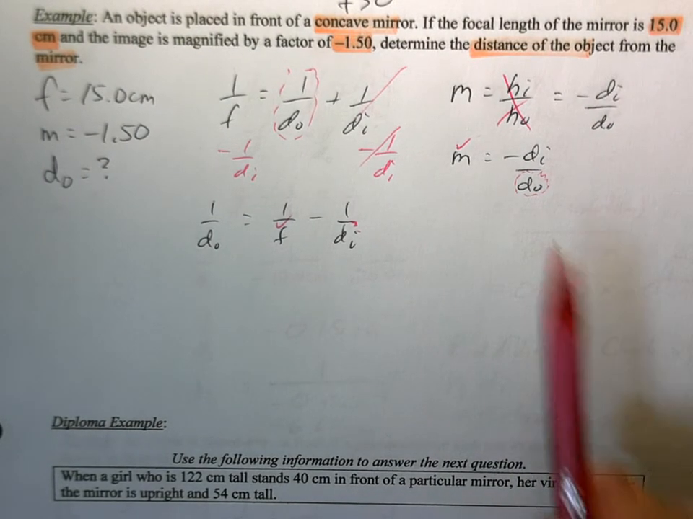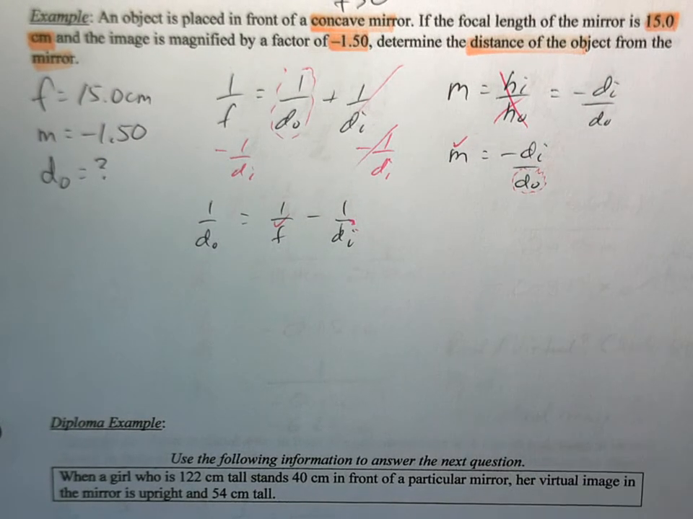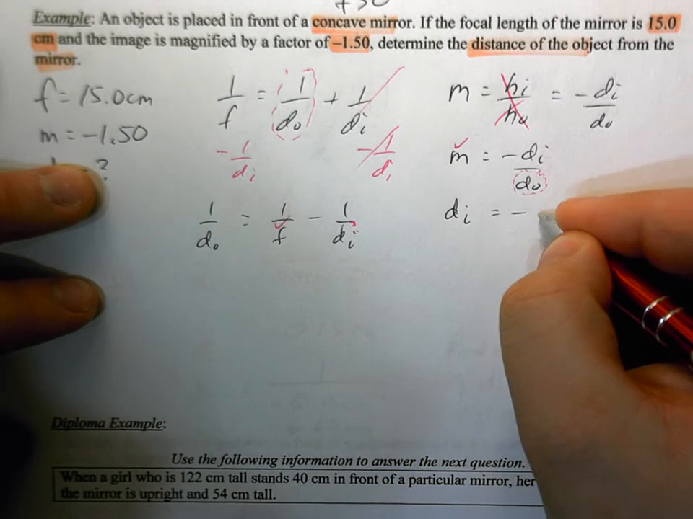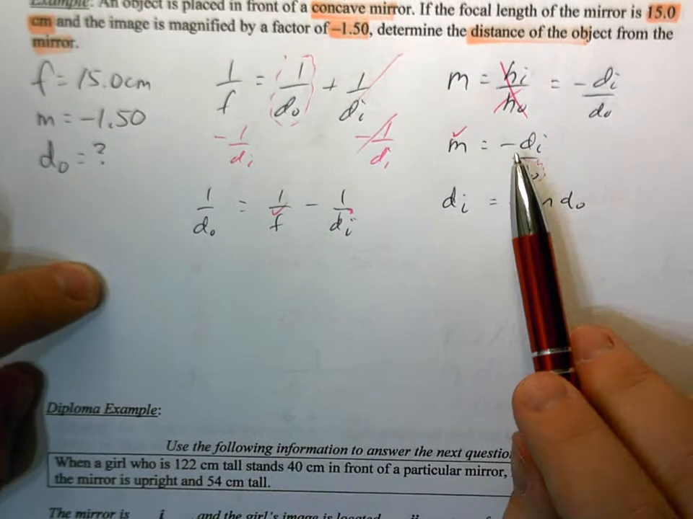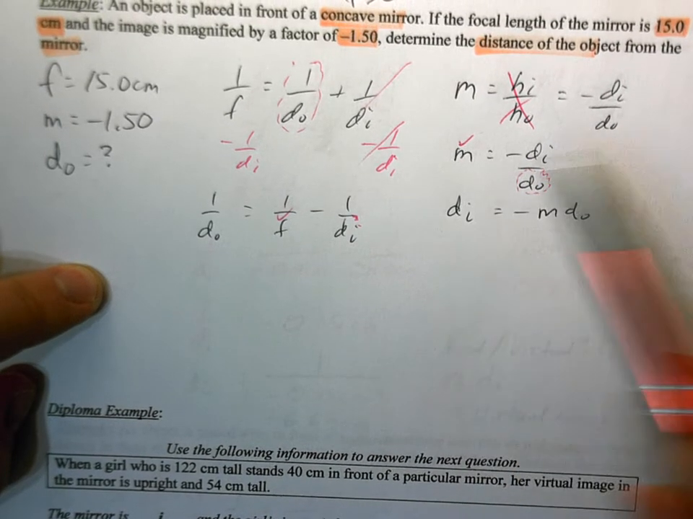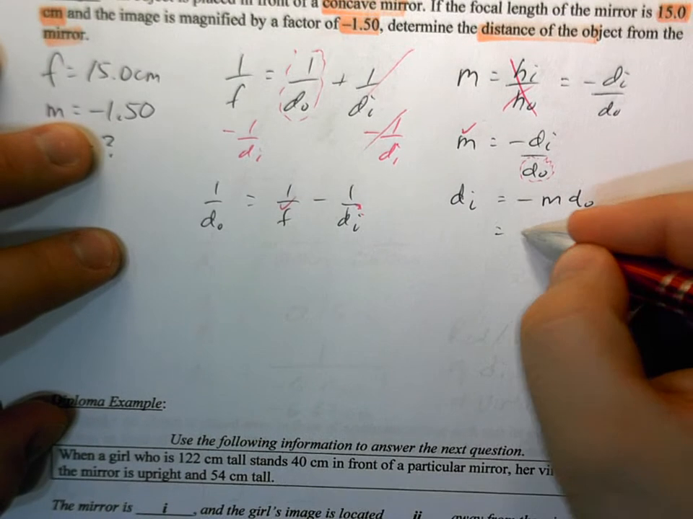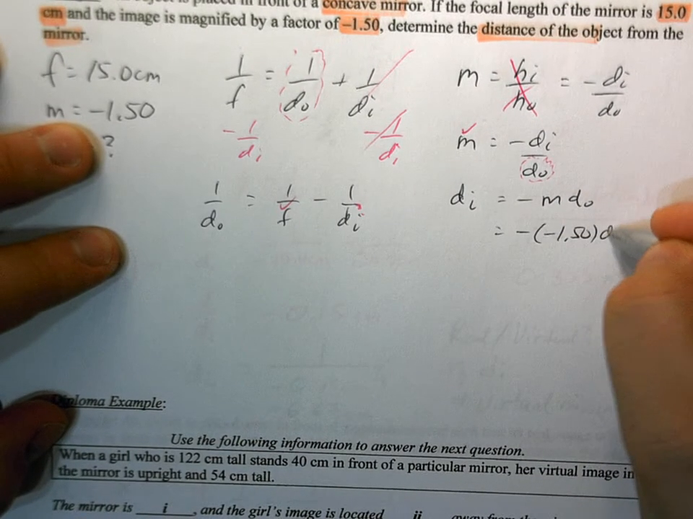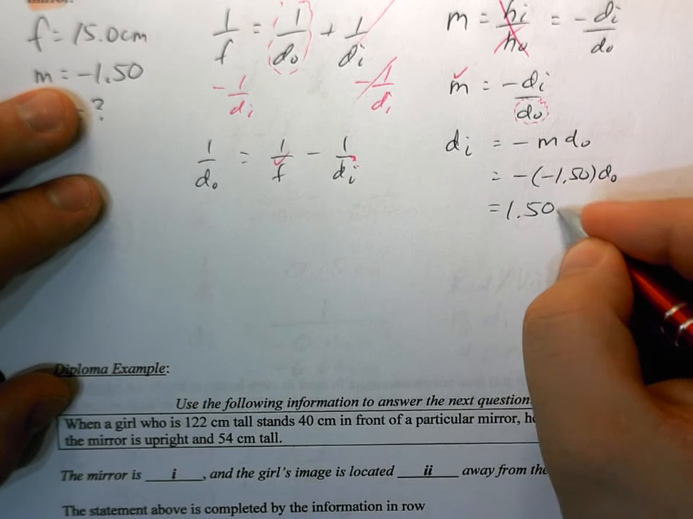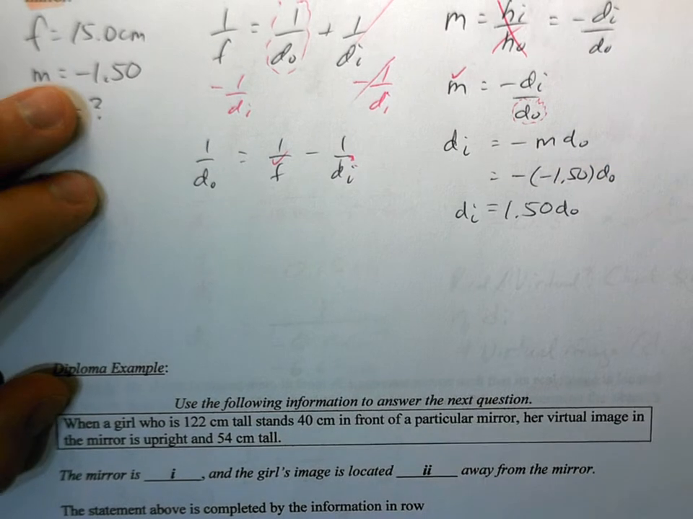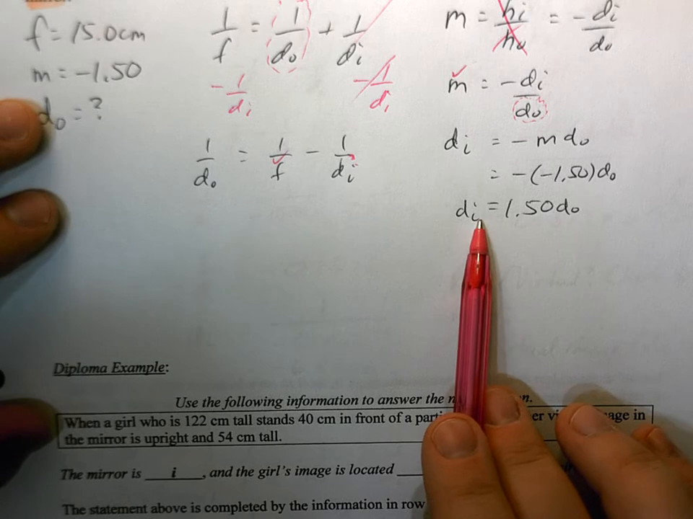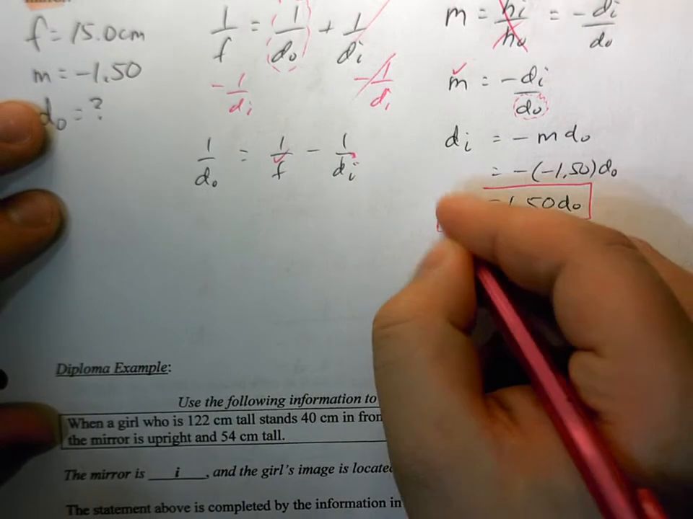So what I'm actually going to do is, first of all, rearrange this for DI. So I know that DI is just going to be negative M DO. Don't forget that negative here. That negative is just going to go to the other side; we're going to divide both sides by negative 1. Then we know the magnification is negative 1.50, and again, we don't know DO. So negative and negative is going to make positive. So based on the magnification equation and the magnification itself, we know that the image distance is going to be 1.5 times the object distance.